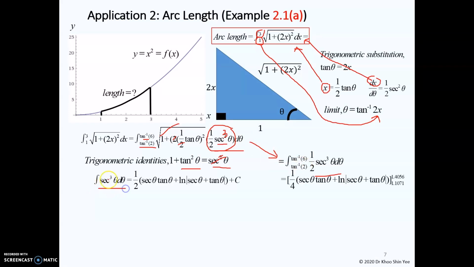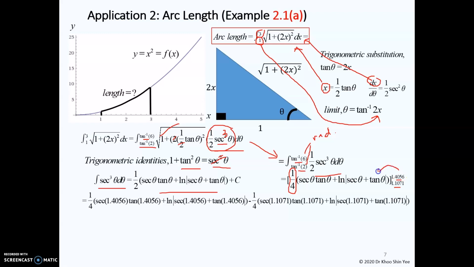We have solved this problem before, so the integration of secant cube angle is equal to this answer. So we can substitute inside this and multiply with 1 over 2, which gives you 1 over 4. You can use the calculator to compute the arctangent of 2 and 6 here to obtain this value. Be careful that for the 2 and 6 here, the unit is in radian.